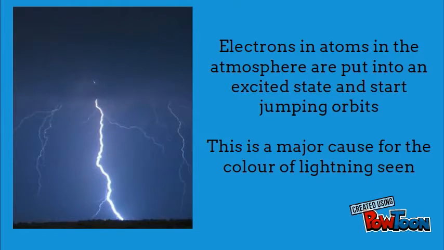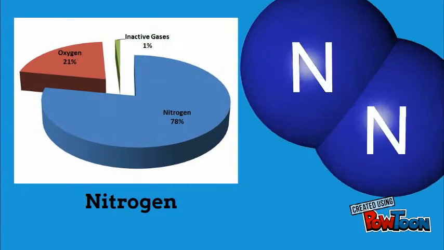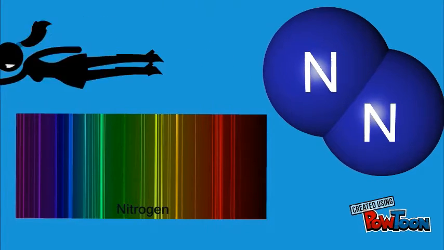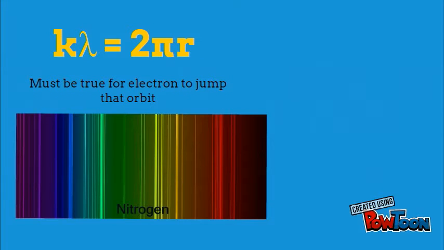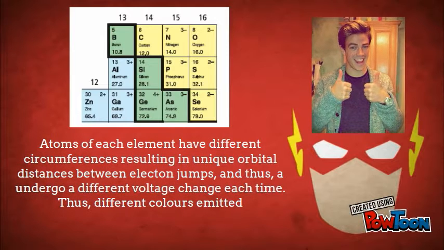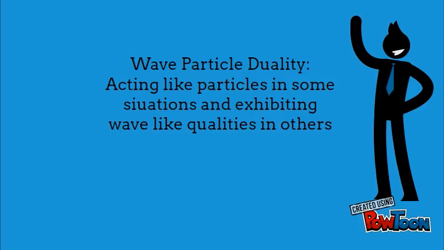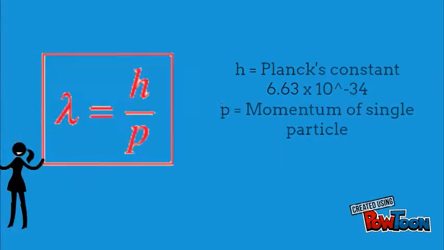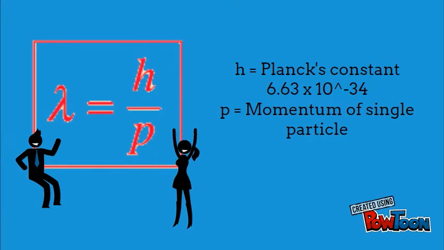The light emitted is due to the excited electrons jumping orbits in the atmospheric molecules, most of which are nitrogen. This is why the color seen corresponds most with nitrogen's atomic spectra, because electrons can only jump into stable allowed orbits that have a circumference which is a factor of the electron's wavelength. This is specific to each element, and when the electrons jump back, energy is released in the form of light. Since protons and electrons exhibit wave-particle duality, they have a de Broglie wavelength given by lambda equals h over p.